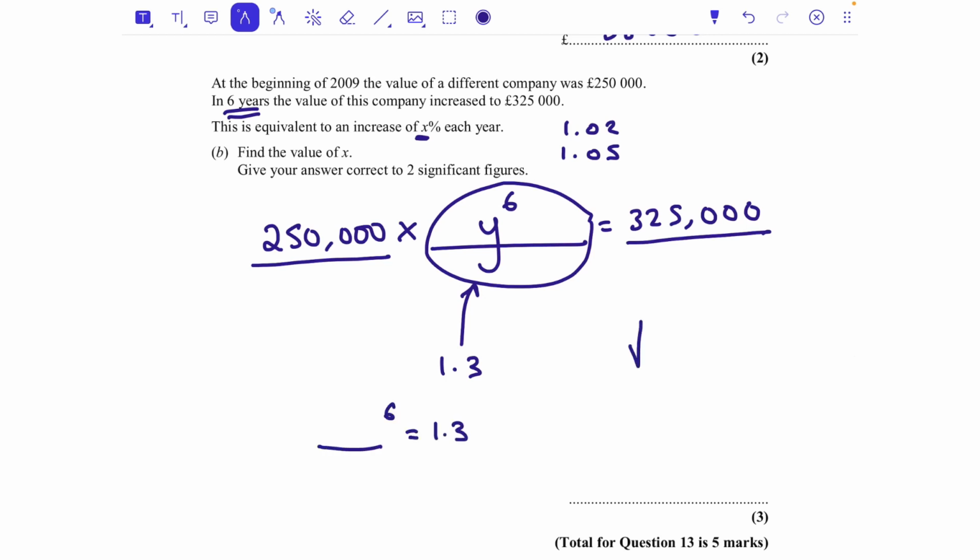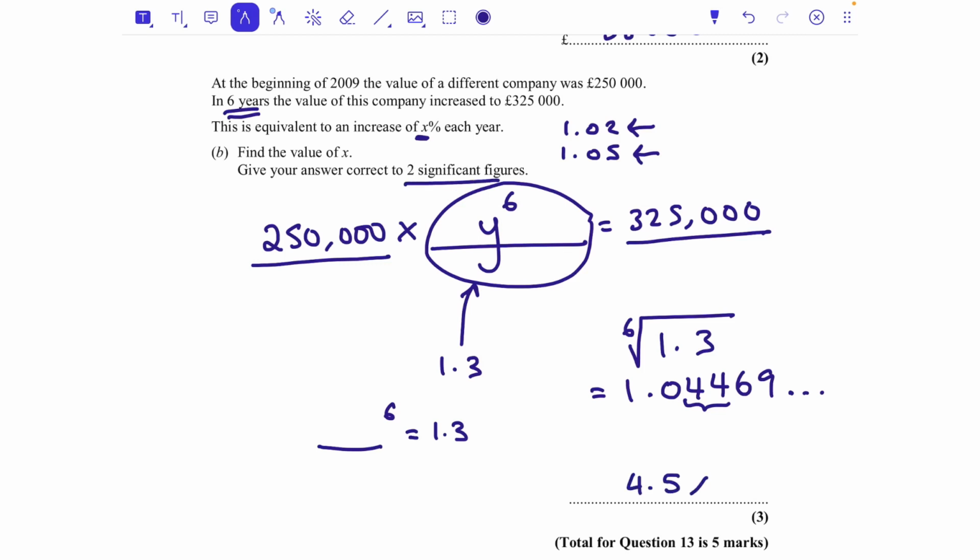Now to go backwards to work out what that number is, I need to do the 6th root. So on your calculator, if you press shift, there'll be a little yellow symbol somewhere that has any root that you want to put in it, and you can put the root in that you like. And if we put 1.3 inside that 6th root, it gives us 1.04469. Now that would be what percent? Okay, what percent would that be? Now when we had 2%, the multiplier was 1.02. When we had 5%, the multiplier was 1.05. So in this case, it's going to be 4.46%. Now it says give it to 2 significant figures, so I'm going to put 4.5% because the next number is a 6.